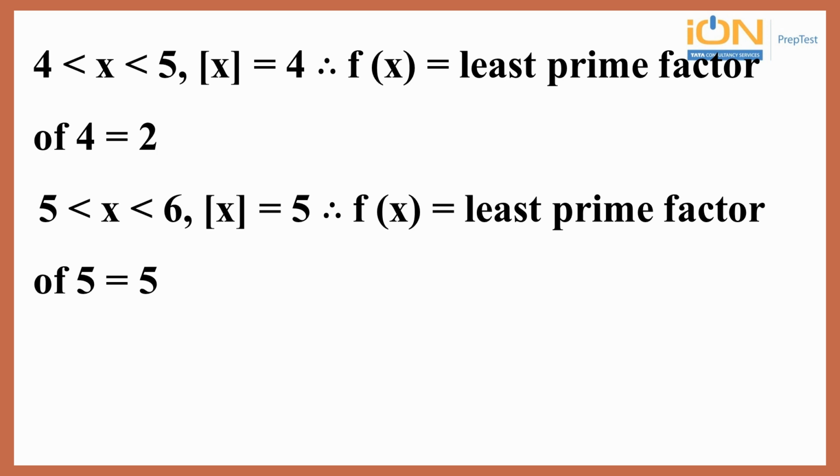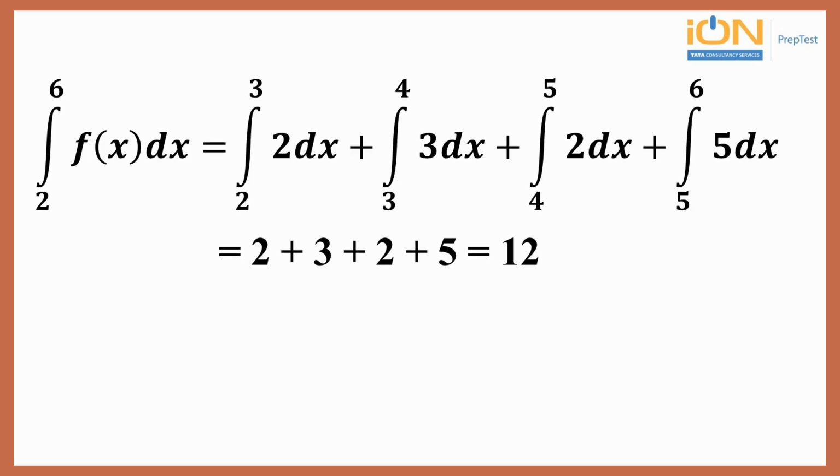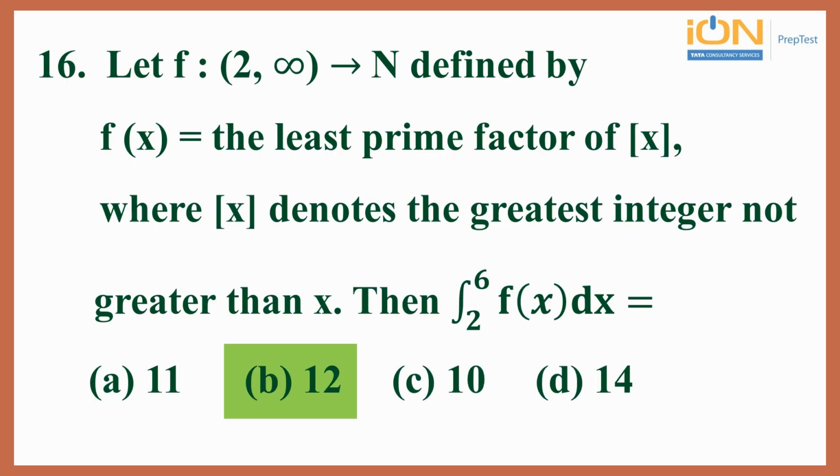Similarly, whenever x lies between 5 to 6, bracket x will be 5 and the least prime factor of 5 we know is equal to 5. Therefore, when x lies between 5 to 6, f of x behaves as constant function 5. Therefore, the integral turns out to be 2 dx from 2 to 3, 3 dx from 3 to 4, 2 dx from 4 to 5, and 5 dx from 5 to 6, and therefore the integral will be 2 plus 3 plus 2 plus 5, and that's equal to 12. Therefore the right option is 12, and that is B.